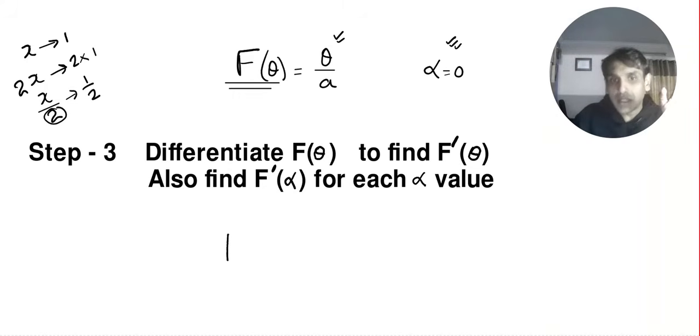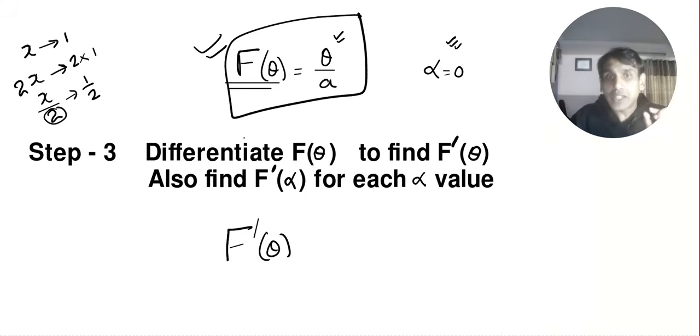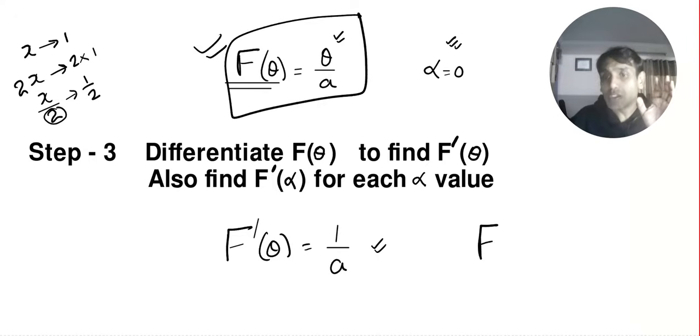Anyway, the derivative f dash of theta in this question, can you see this is our function? And look at this, we have to differentiate with respect to theta. A is a constant, so the derivative will be 1 by a. So what is step number 3? We differentiate the function that we created in step number 1 with respect to theta, and I got 1 by a. Now my job is to plug in the alpha value into this derivative.